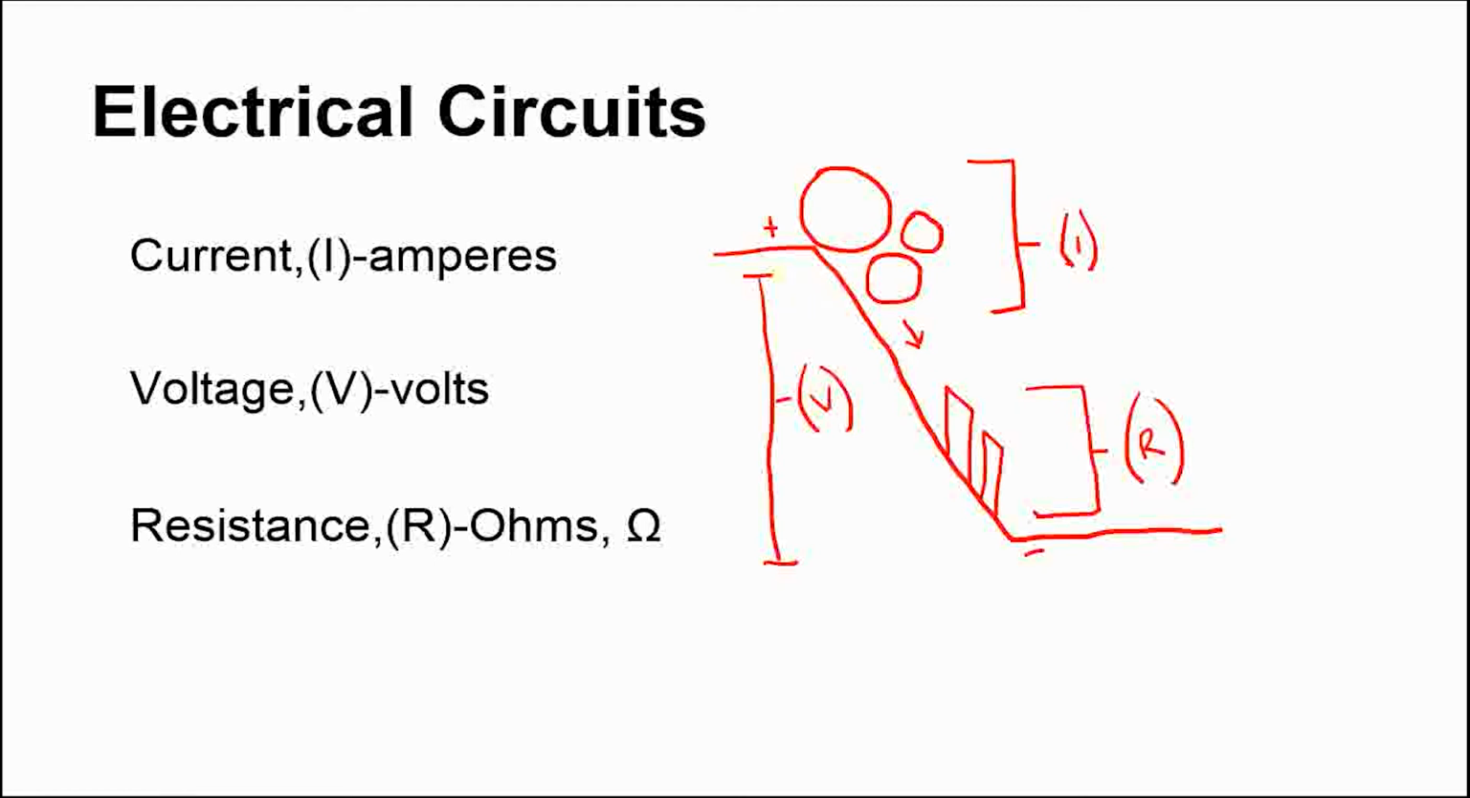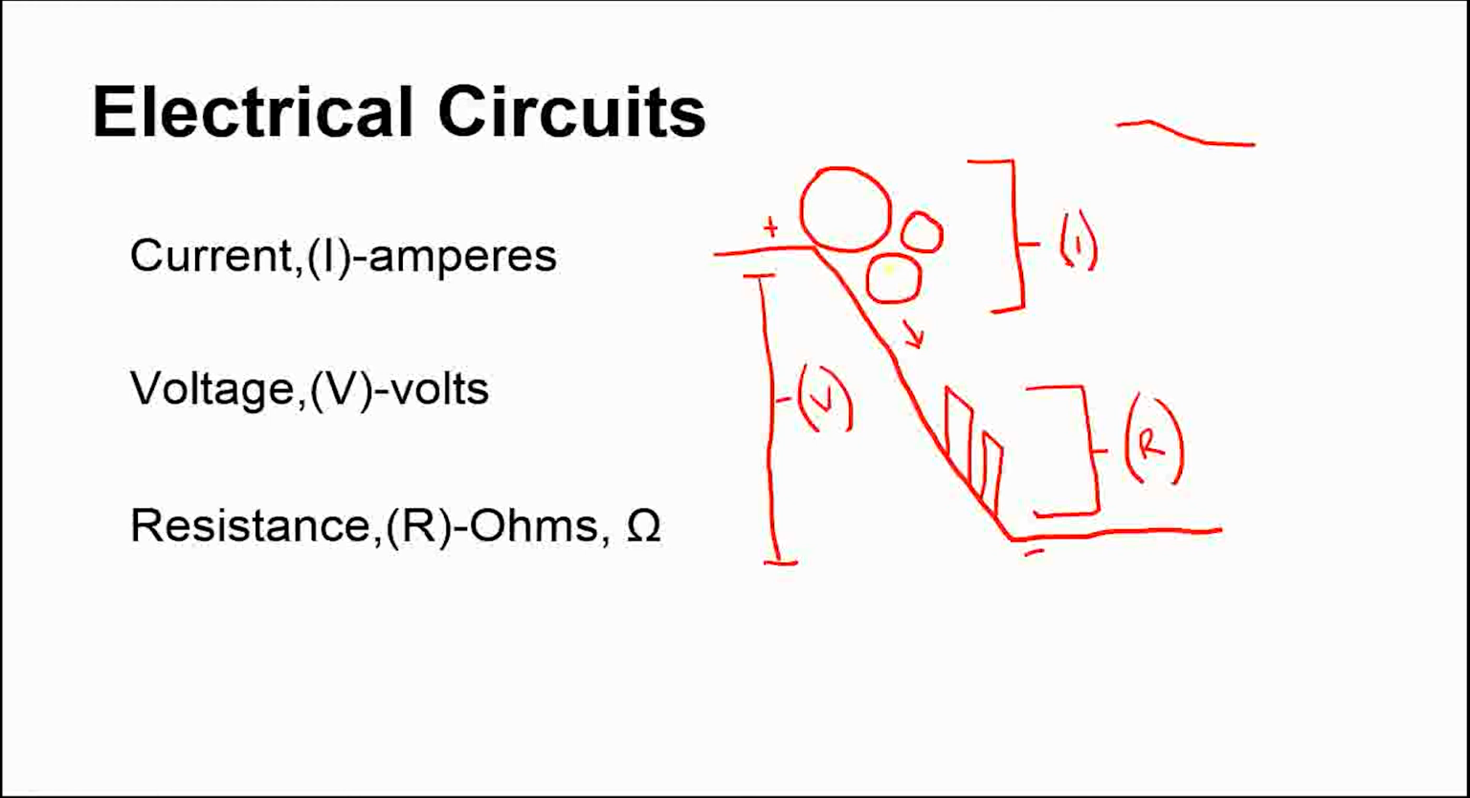So the greater the difference in potential, which you can tell by the steepness here, the faster this current is going to want to move. If I had a hill that was not as steep, that's going to change the amount of current.